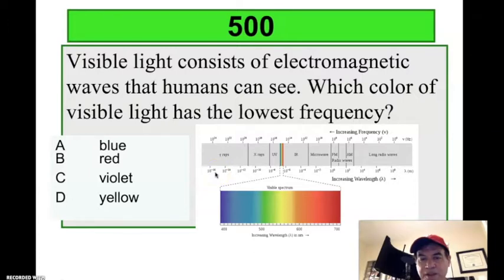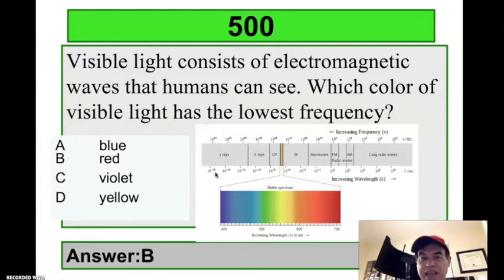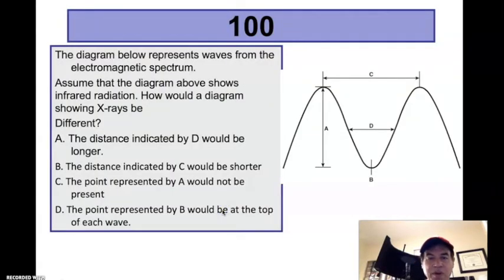All right, what do you think? There you go. It's actually going to be violet. So which color has the lowest frequency? And the way you know it is because it's going to be the furthest over here. So that one right here is going to be the furthest. All right, man, we're closing this out and I think I'm losing.